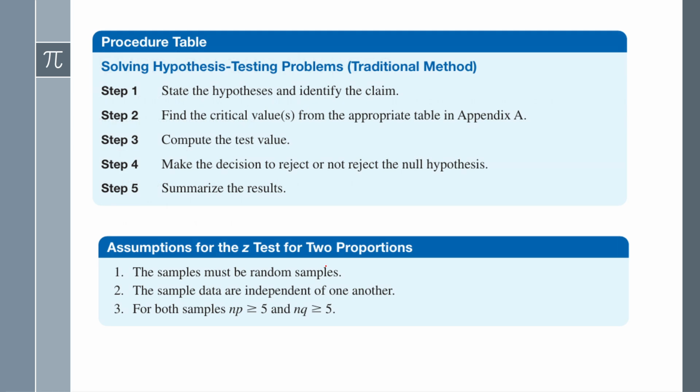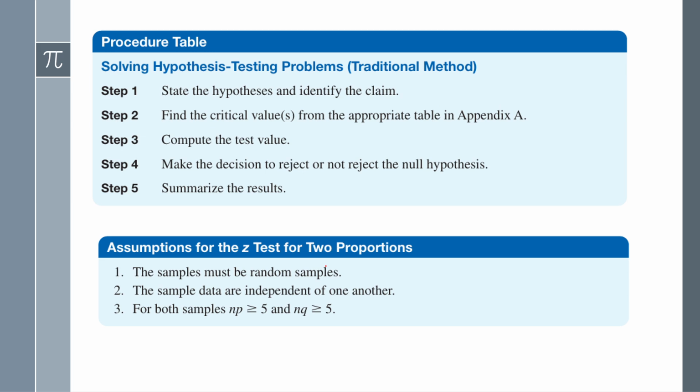So there is a procedure table. Here's the procedure table that we're going to follow when you're using the traditional method. First step is we need to state the hypotheses and identify the claim. Step number two, we have to find the critical values from the appropriate table in Appendix A and compute the test value. And step number four, make the decision to reject or not to reject the null hypothesis.